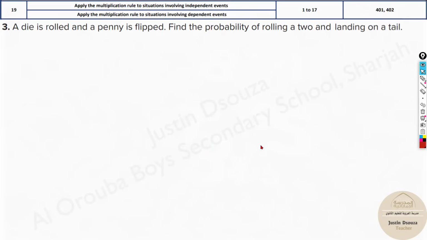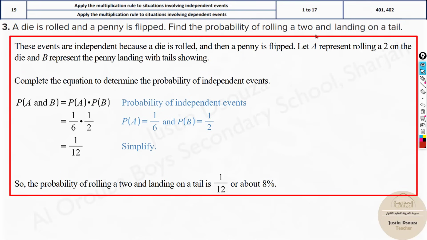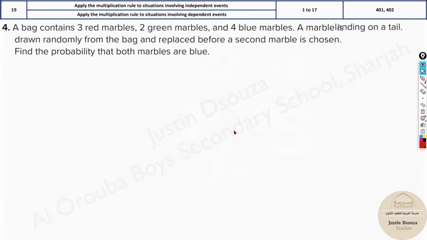The third one is a die is being rolled and a penny is being flipped. So it's the same thing, you need to find the probability of the die and the penny. So the probability of A, what is the probability a 2 will be landed? 2 is 1 by 6 and a tail 1 by 2. Very simple problems. Please try them by yourselves now.